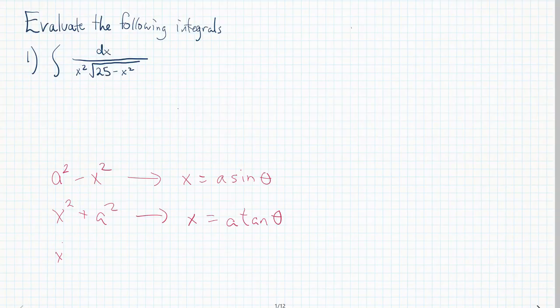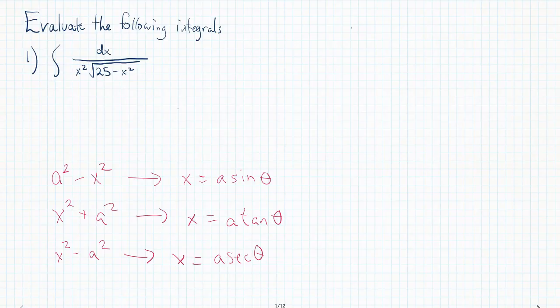And then last but certainly not least, you can have x squared minus a squared, and an appropriate substitution would be x equals a secant theta. Okay, so those are our three scenarios. By the way, with x equals a tangent theta, another one you could use is x equals a cotangent theta. And for x equals a secant theta, you could also use x equals a cosecant theta. So all those are options, but these will be the main three that we deal with. You don't have to worry about the others.